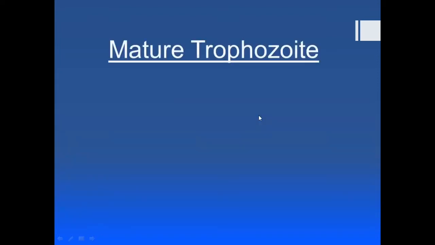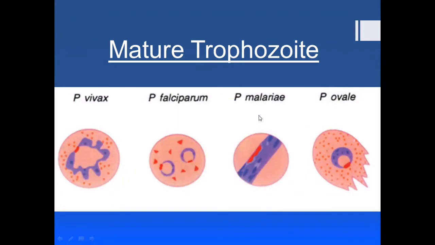Now let's move forward to the mature trophozoite. I have told you that when the RBC is infected, first the early trophozoite will form. That early trophozoite will then convert into the mature trophozoite. Now what will happen in the mature trophozoite? As you can see, in Vivax it will be irregular in form. It looks like different pseudopodia are formed. So this is an irregular form.